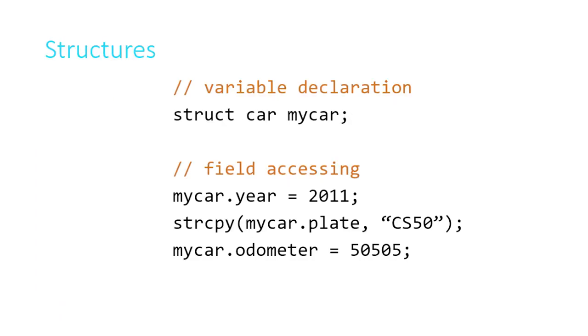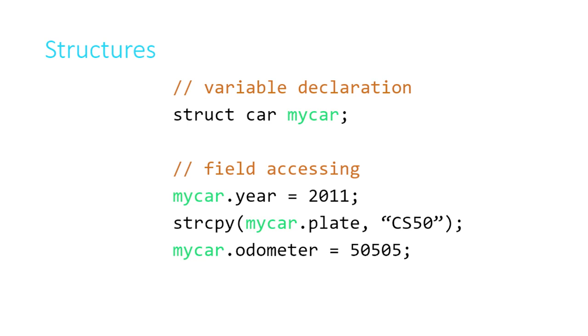So at the top here, I have a variable declaration, struct car my car. Again, here the type is struct car, and the variable name is my car. From this point forward, whenever I want to refer to a field or a member within my car, which is, again, the variable name, I can use the dot operator to access those individual fields within my car.